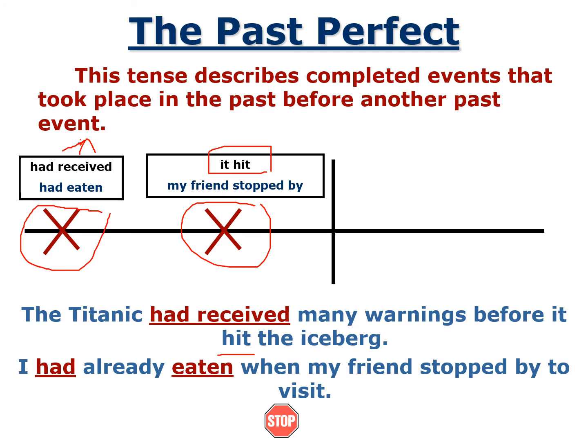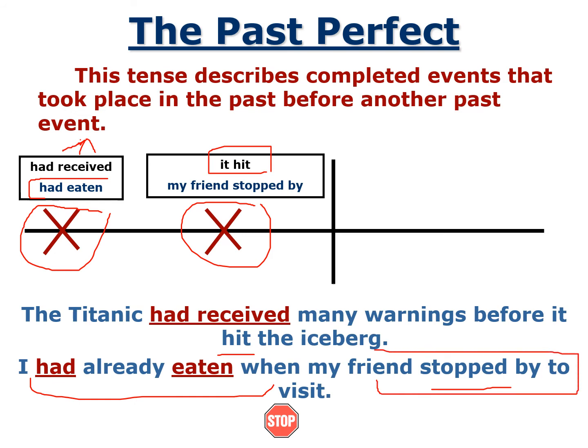I had already eaten when my friend stopped by to visit. So the first one is the action of eating, and then the second action in the past, and remember this is all in the past, is that my friend stopped by to visit. Nice. Remember that for the past perfect we use had plus past participle. Had plus past participle. Okay?